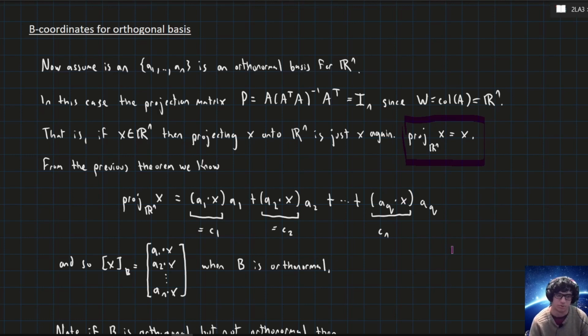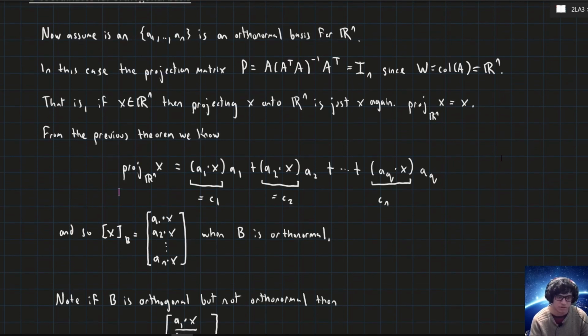So what was the point of doing that? From the previous theorem, we know that the projection of x onto Rn has this form, since the A's are orthonormal. And we just said up here that the projection of x onto Rn is equal to x. So that means that this expression here is also equal to x.